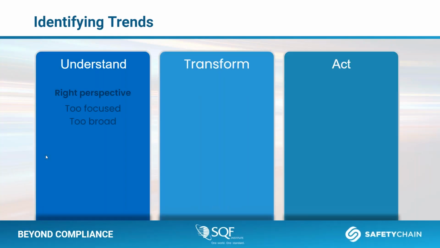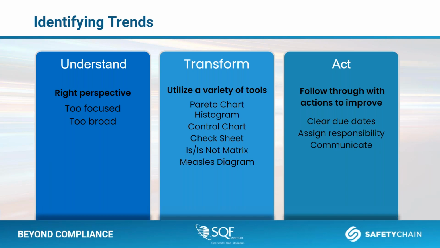All right, so let's look at what we need to do to identify trends. I'm going to give you 3 tips and techniques. The first one is understanding your data. Make sure you have the right perspective. Don't be too focused on your data. Don't be so focused on one tree that you miss the forest around you, but also don't be too broad. Think about being in an airplane at 30,000 feet looking down. Can you see many details at that level? You don't want to be too close to your data, but you also don't want to be too broad. And I've got an example for that.